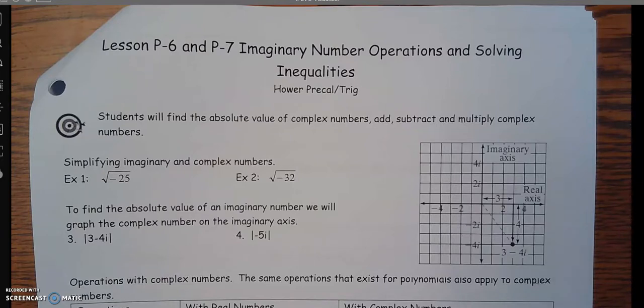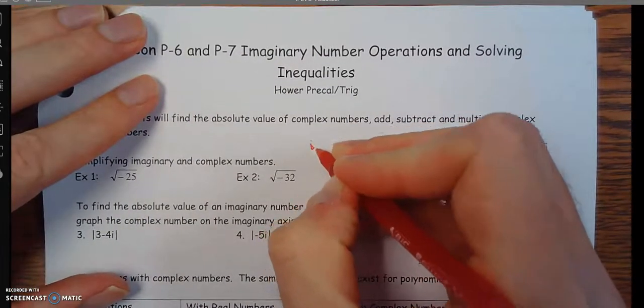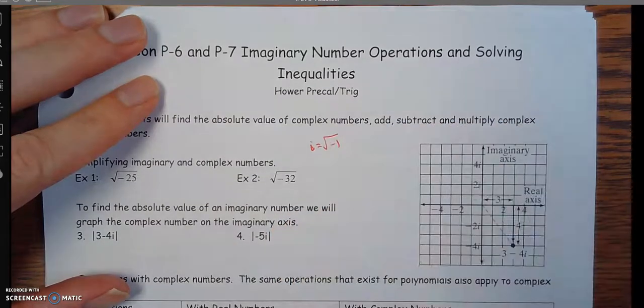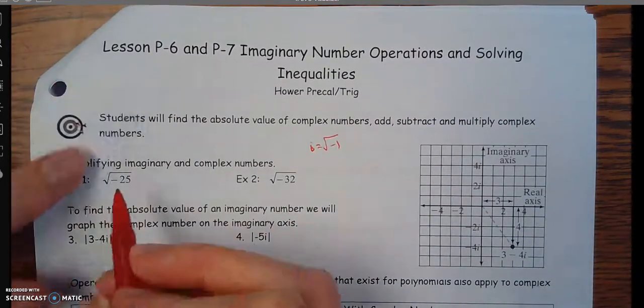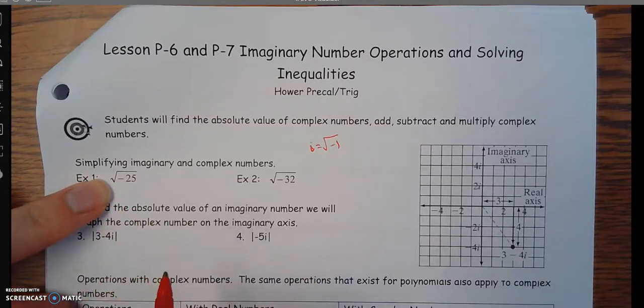So first off, what makes a number complex is that it has a real and an imaginary component. What makes a number imaginary is when it has i in it. And if you remember, i equals the square root of -1. Okay, so if I have the square root of -25, we know that that doesn't exist. There's not an actual number that you can multiply by itself to get a negative.